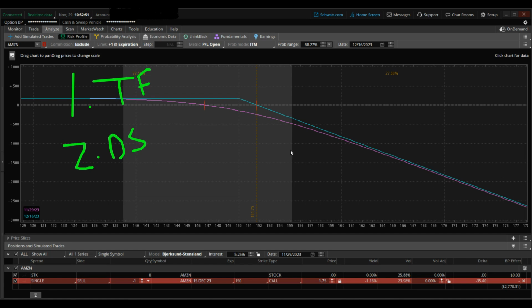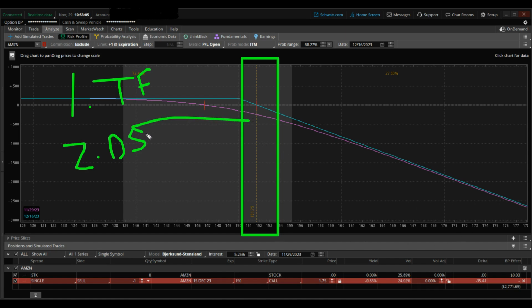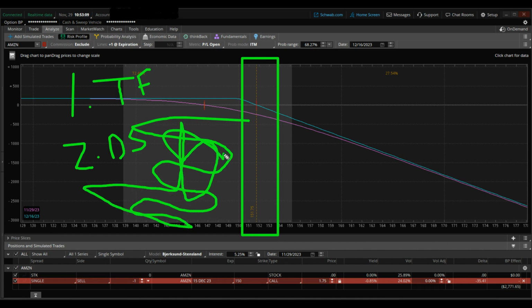When you're a call option seller, you're pretty much putting your line in the sand. You're saying 151.75. Amazon, do whatever you want. In the coming 16 days, just don't touch that line. Pretty much telling Amazon, this is your wiggle room right here. You can do whatever you want right here. Up, down, roller coasters, you name it. Just don't touch this line right here.